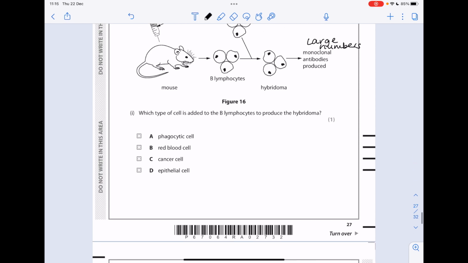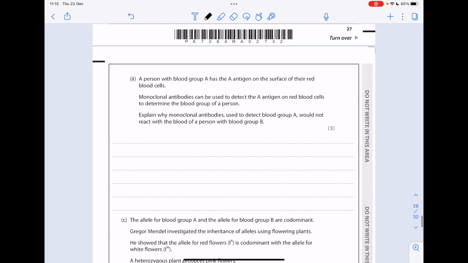Which type of cell is added to B lymphocytes to produce the hybridoma, the hybrid cell? It's the cancer cell. A person with blood group A has the A antigen on the surface of their red blood cells. Monoclonal antibodies can be used to detect the A antigen on red blood cells to determine the blood group of a person. Explain why monoclonal antibodies used to detect blood group A would not react with the blood of a person with blood group B.